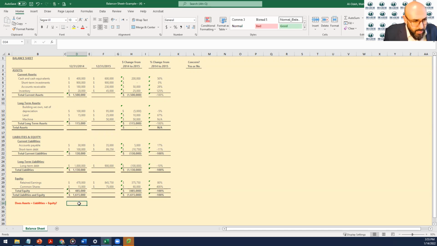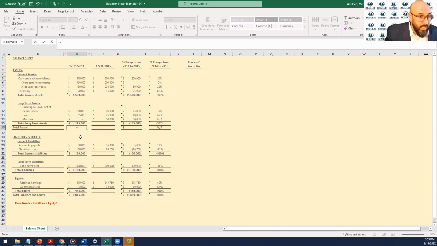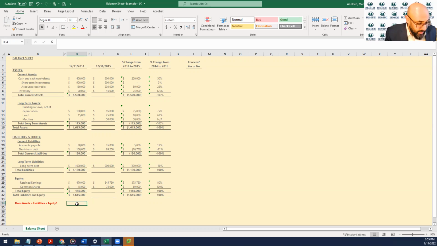1.6 million. Now moving into this question here: is the sheet balanced? Does assets equal liabilities and equities? Let's take a look. Here is 1.6 million for liabilities and equities, and assets right here. The total assets would be the 1.5 million plus the 115 here, and that will give you 1.6 million as well. So is it balanced? Yes, it is. So the answer is yes here.